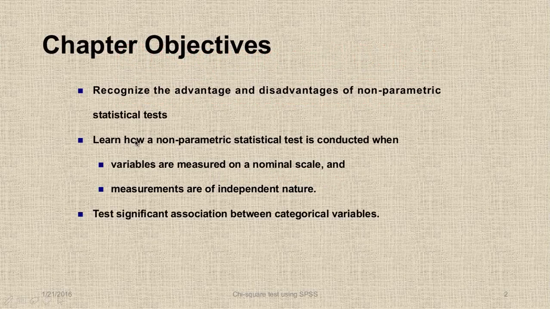The objective of this lecture is to have some ideas about the advantages and disadvantages of non-parametric statistical tests, to learn how a non-parametric statistical test is conducted when the variables are measured on a nominal scale and the measurements are of independent nature, and finally, to learn how to apply the chi-square test to check the association between two categorical variables.